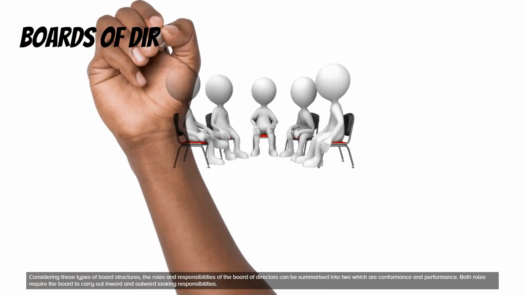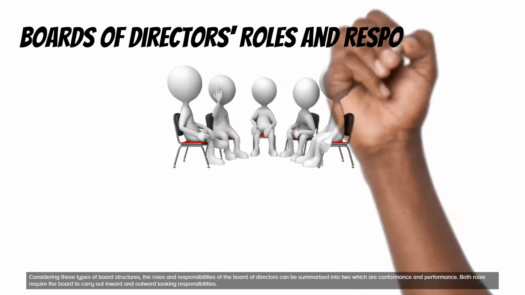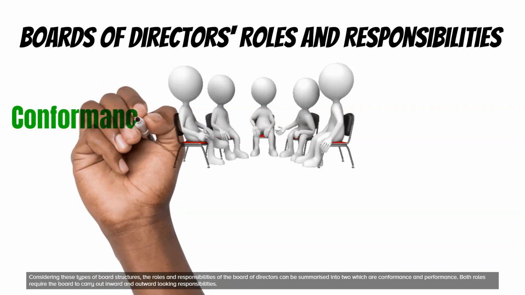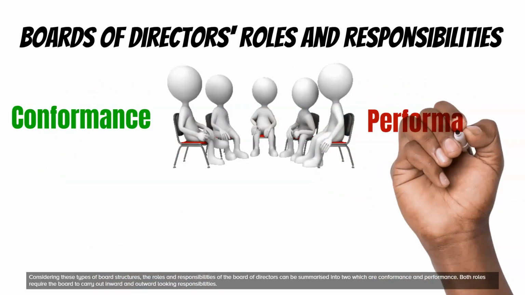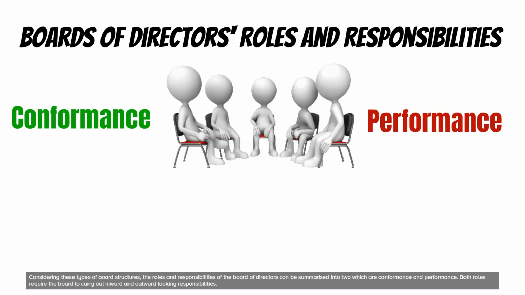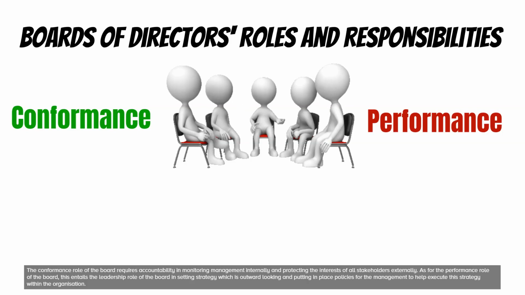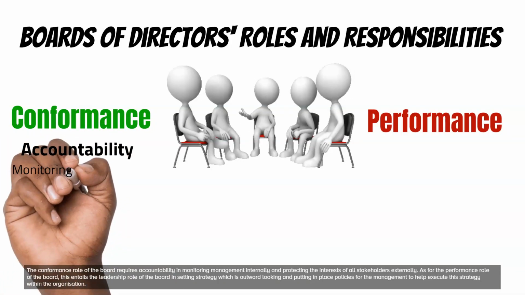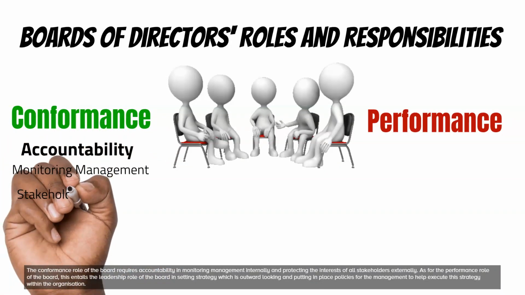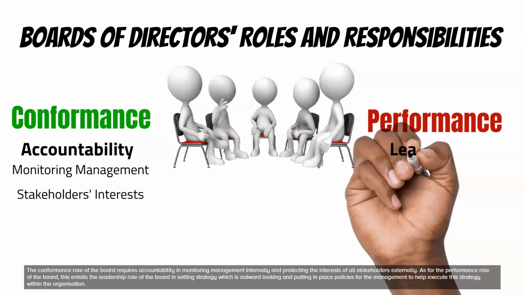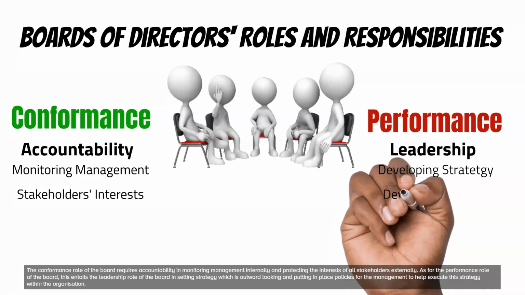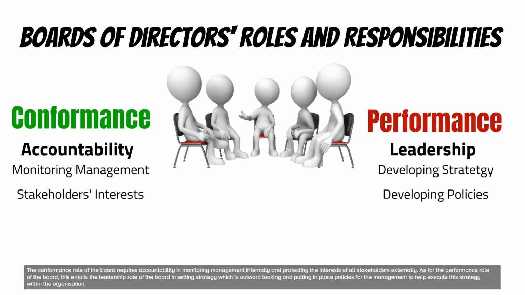Considering these types of board structures, the roles and responsibilities of the board of directors can be summarized into two, which are conformance and performance. Both roles require the board to carry out inward and outward-looking responsibilities. The conformance role of the board requires accountability in monitoring management internally and protecting the interests of all stakeholders externally. As for the performance role of the board, this entails the leadership role of the board in setting strategy, which is outward-looking, and putting in place policies for the management to help execute this strategy within the organization.